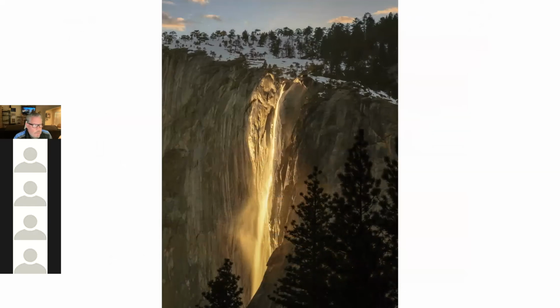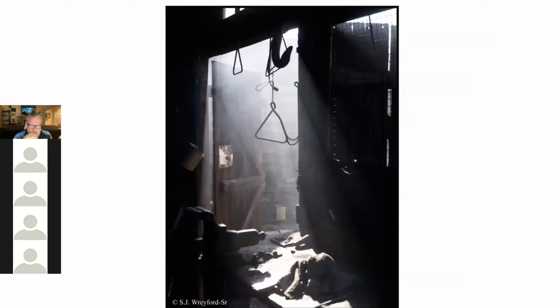This is Horsetail Falls in Yosemite. So it doesn't always have to be a sunset. This wasn't a sunset, but I used the AEL trick to get this exposure. Otherwise, the camera would never have come close to taking this picture. Another one, this is a barn that we were at. I saw it and thought, this is kind of cool. If I had just taken it, the camera wouldn't have exposed for this correctly.